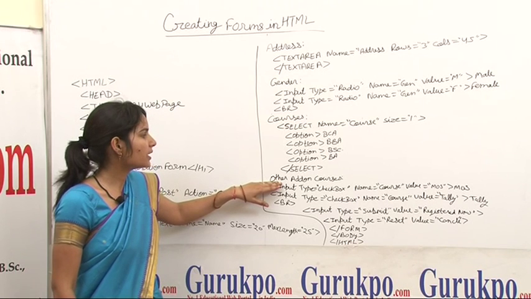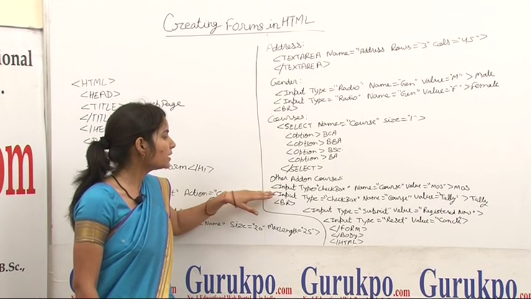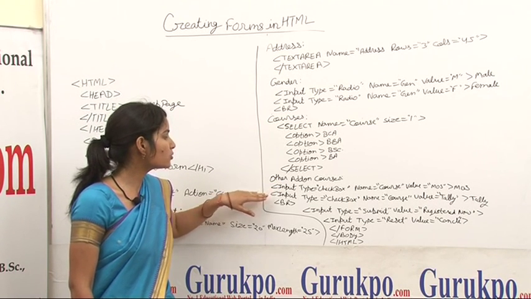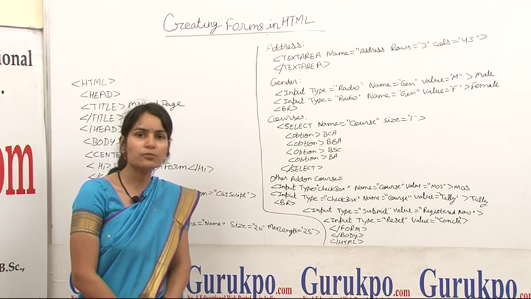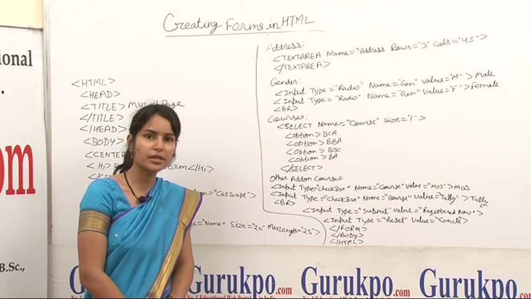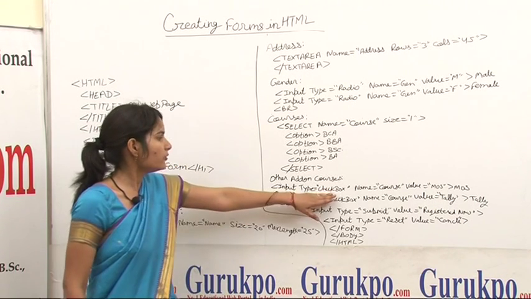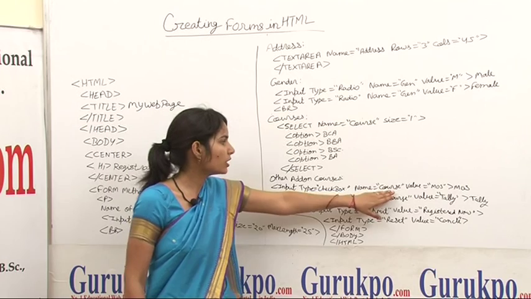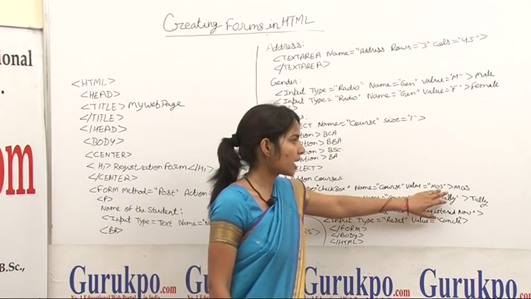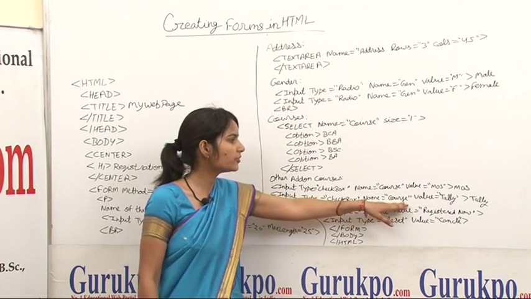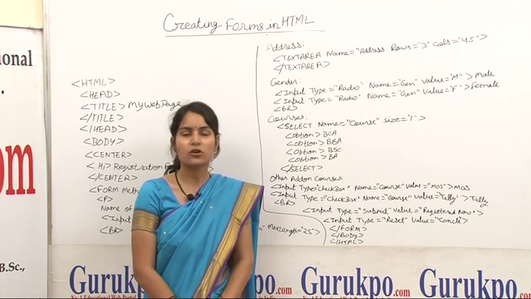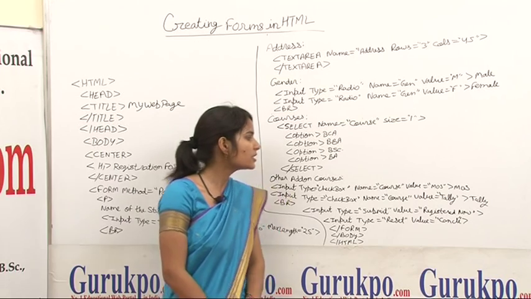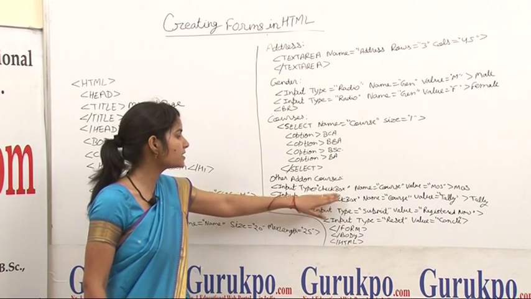The next option is the other add-on courses. For the add-on courses we show check boxes. In a check box we have the facility to check multiple values. Here we create a checkbox to display the course with the value MOS and a second checkbox with the value Tally. Users are allowed to check either one or both of the courses from these checkboxes.